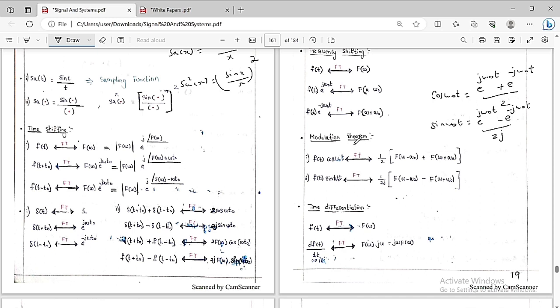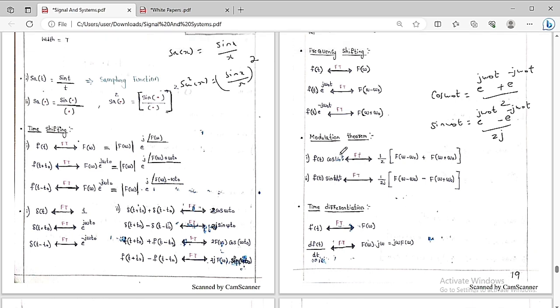So modulation simply means multiplying the signal f of t by cos omega naught t or sin omega naught t. That is called the modulation theorem. So f of t into cos omega naught t has a Fourier transform 1 by 2 into f of omega minus omega naught plus f of omega plus omega naught. And f of t into sin omega naught t has a Fourier transform 1 by 2j into f of omega minus omega naught minus f of omega plus omega naught. Based on this concept, we have solved this one.